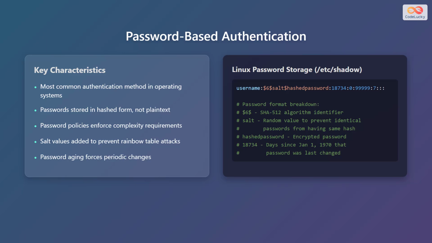Here's an example of how Linux stores passwords in the /etc/shadow file. You'll see the username, followed by a string that starts with $6. This indicates the SHA-512 algorithm is used. Then there's a salt, which is a random value to prevent identical passwords from having the same hash. The hashed password is the encrypted password itself. And finally, the number shows the number of days since January 1st, 1970 that the password was last changed.